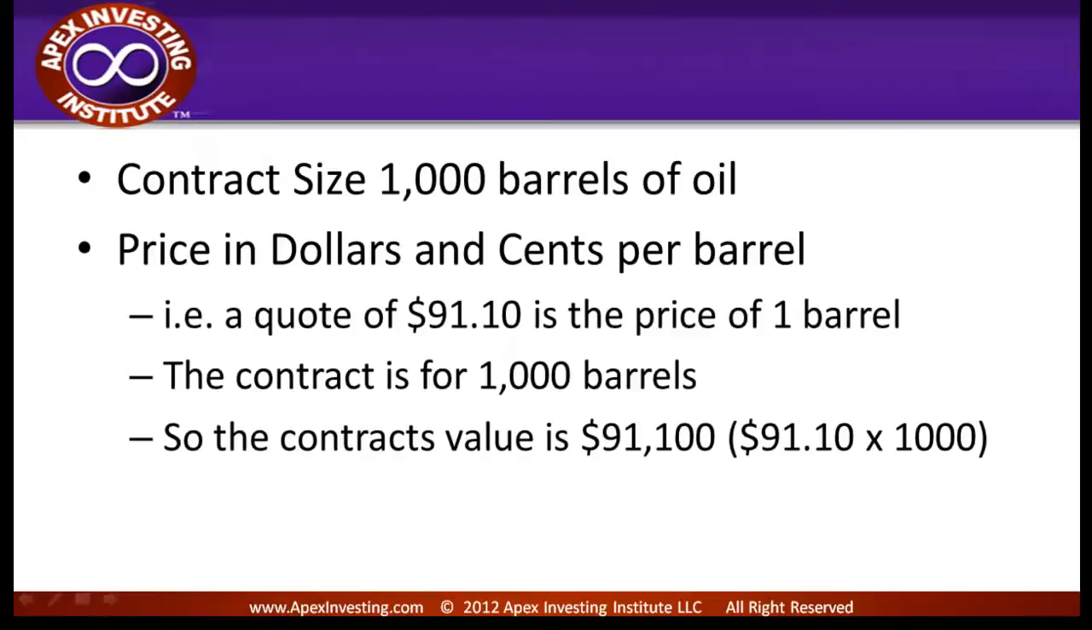The contract size of one future contract is 1,000 barrels of oil, and it's priced in dollars and cents per barrel. For example, a quote of $91.10 for oil is the price of 1 barrel. The contract is for 1,000 barrels. Therefore, the contract's value is $91,100.